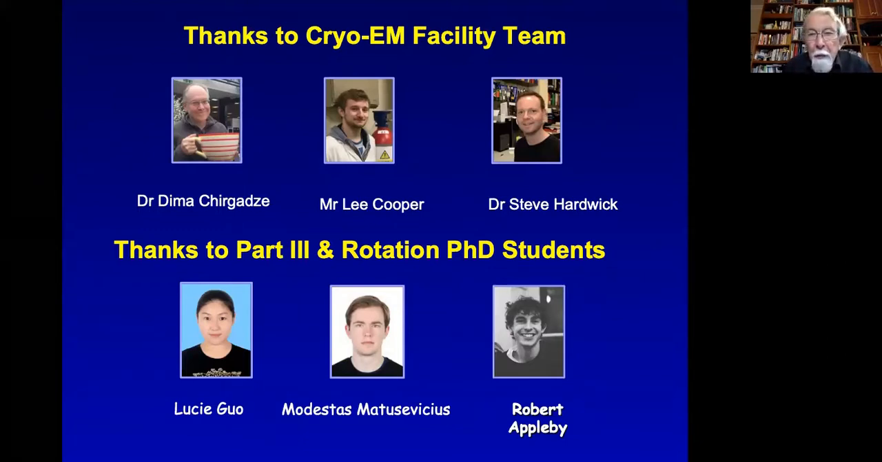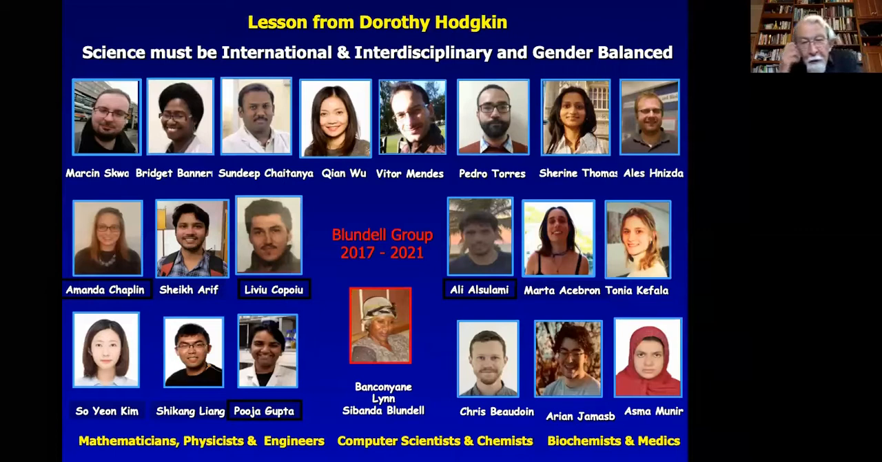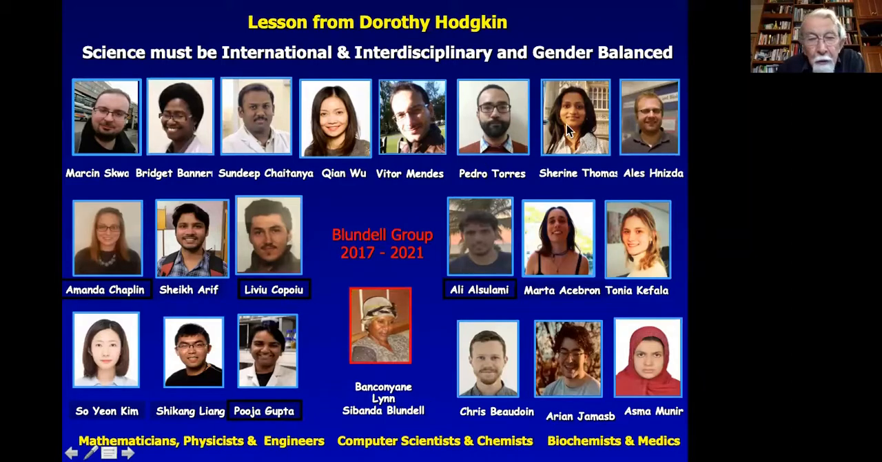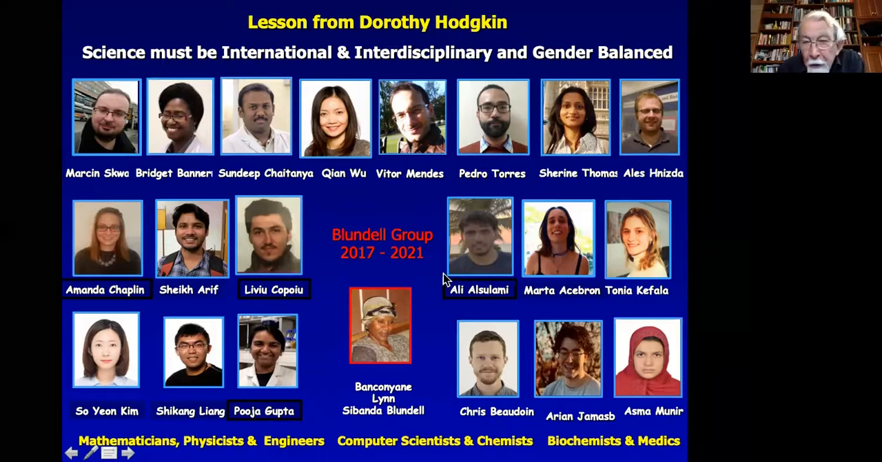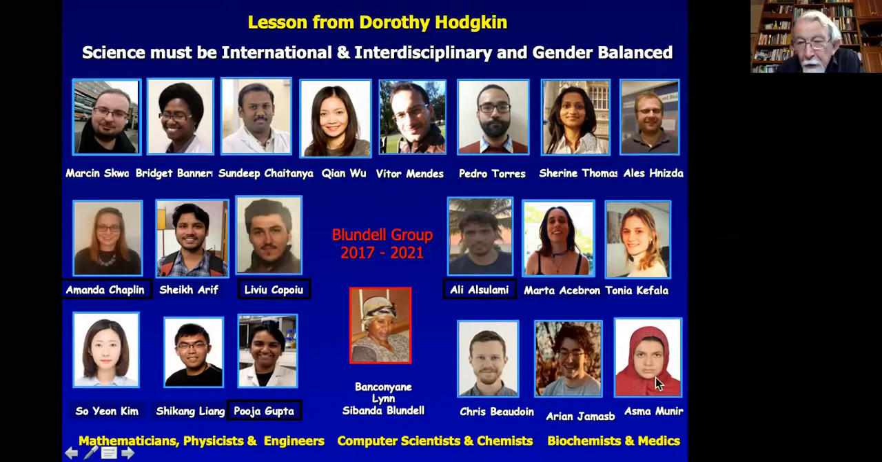This is the cryo-EM team and students involved in working. And this is my present team. And you can see there my wife from Africa, who is now retired but made major contributions. But you can see that my team still has Indians, Sandeep and Shireen and Arif and others in there. Pooja, she's just left. Asma has also just finished her PhD. So we have a lot of people internationally. It's gender balanced, it's international.